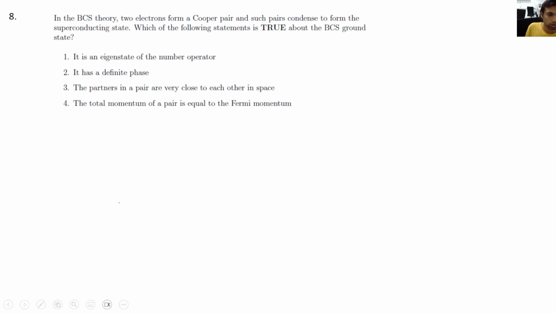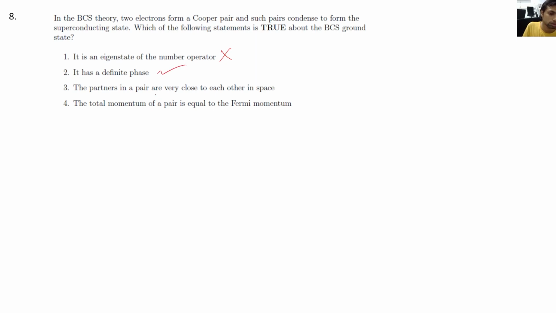In BCS theory, two electrons form a Cooper pair such that such pairs condense to form the superconducting state. Which of the following statements is true about the BCS ground state? The BCS ground state is an eigenstate of the number operator. This statement is false. It has a definite phase, since the BCS ground state is an eigenfunction of the phase.